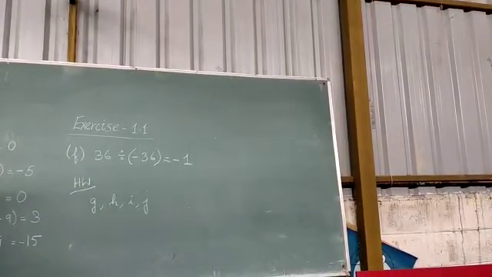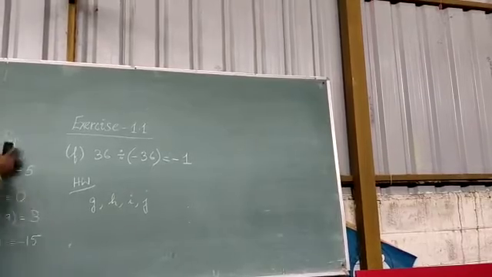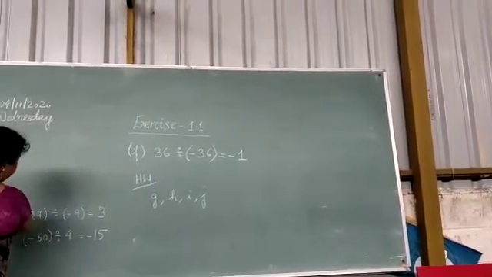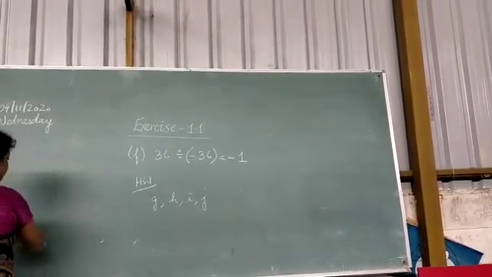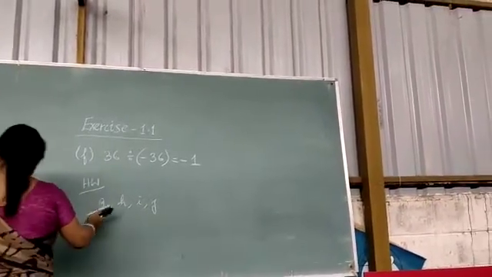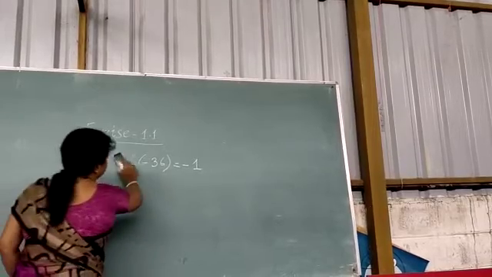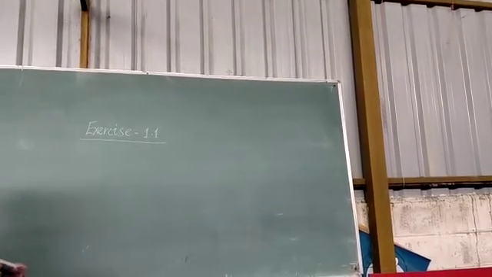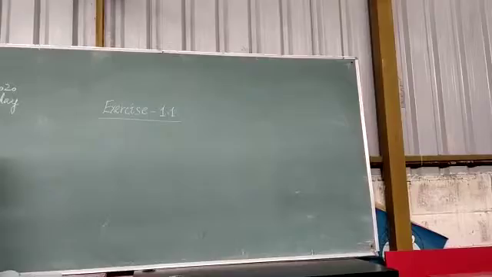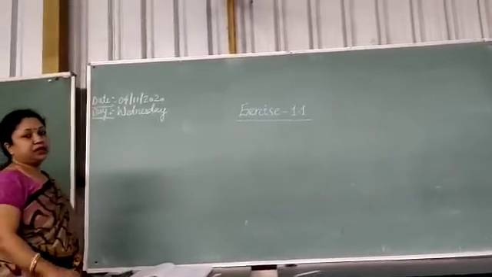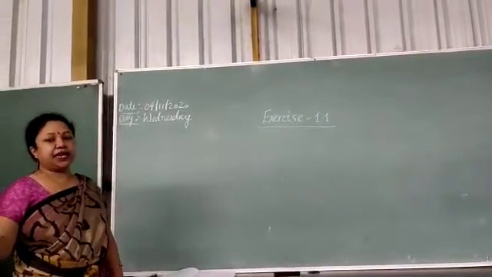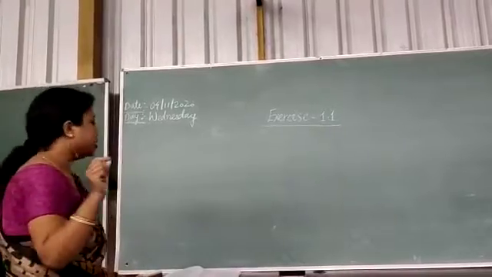Next we come to question number 5. What is given in question number 5? You have to simplify and find the absolute value of the following. So what did we study about absolute value? We studied that absolute value is the numeric value, irrespective of the signs. There are no signs, it's only the numeric value.